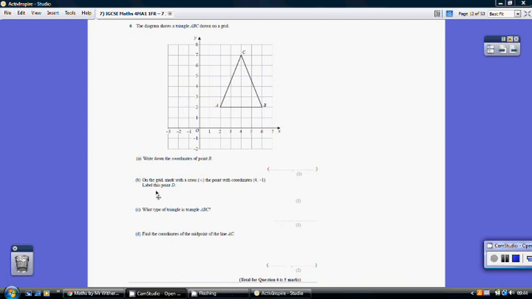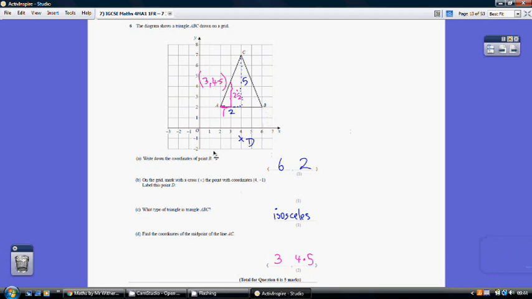Question 6, part A. Write down the coordinates of point B. Well, that's 6 along the corridor, 2 up the stairs, so (6, 2). Now part B, on the grid mark with a cross X the point with coordinate (4, -1) and label this point D. So (4, -1) is 4 along the corridor to the right and then 1 down the stairs, so D is there.